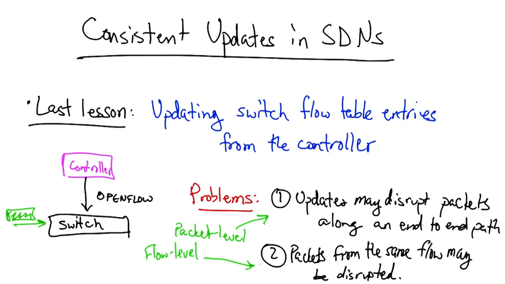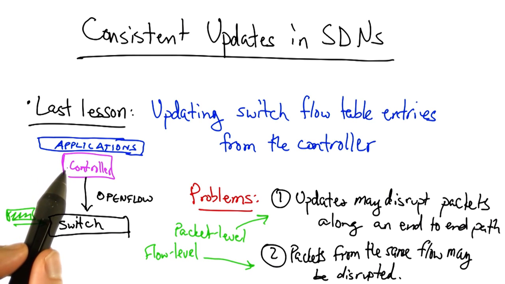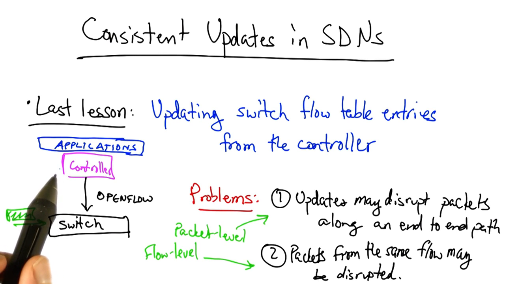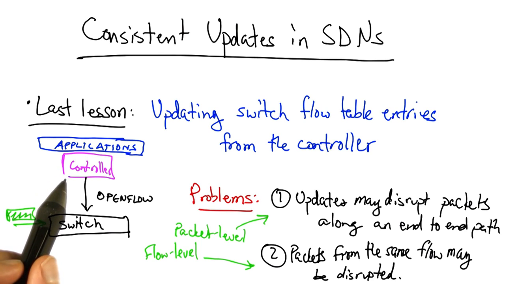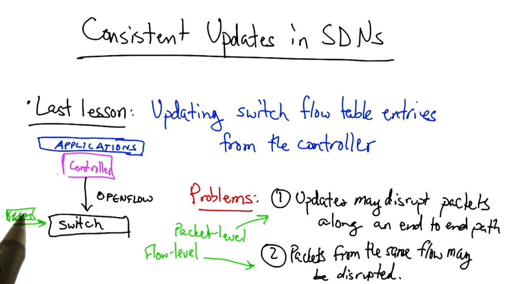To think about consistency properly, we first need a notion of a high-level programming model that sits on top of what we would call the southbound interface. We'll talk about how to write applications that use the controller interface that we learned about in the last lesson that can rely on a better notion of consistency than existing controller platforms currently provide.